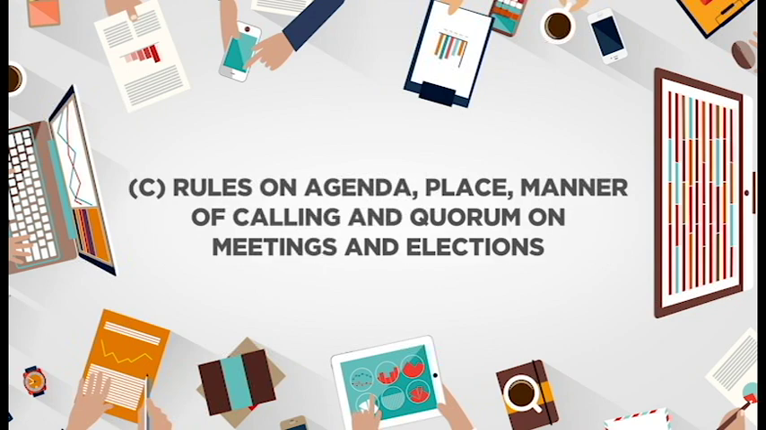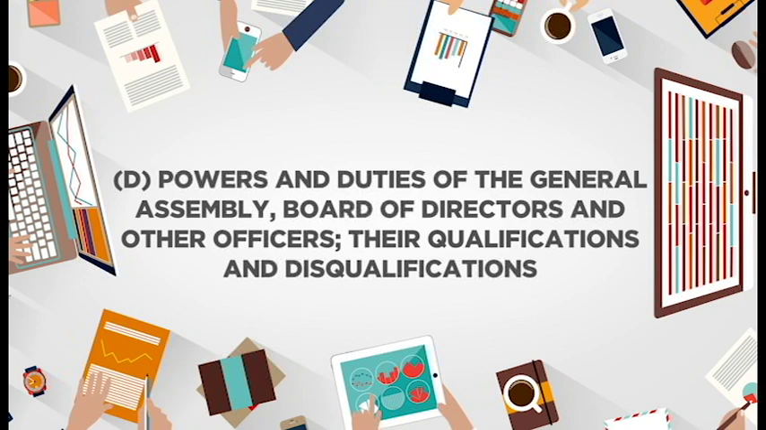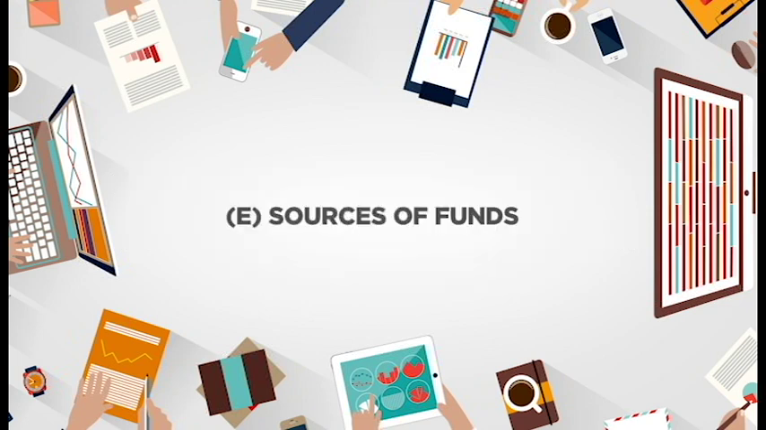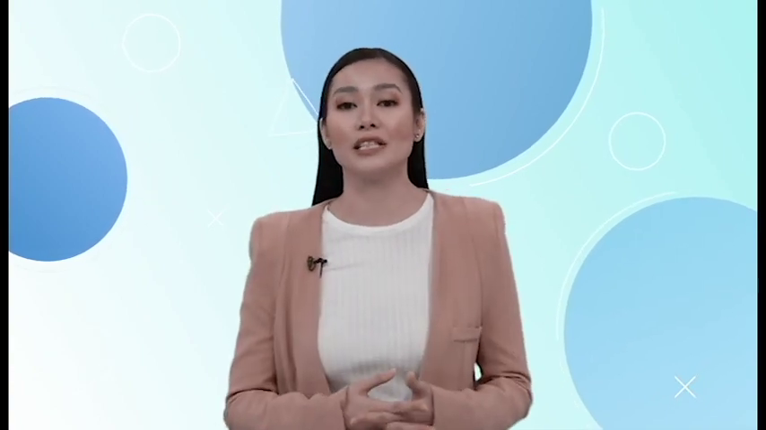C. Rules on agenda, place, manner of calling, and quorum on meetings and elections. D. Powers and duties of the General Assembly, Board of Directors, and other officers, their qualifications and disqualifications. E. Sources of funds. F. Custody and investment of net surplus. Who will handle the money earned and saved from the business activities of the cooperative and where to invest it?